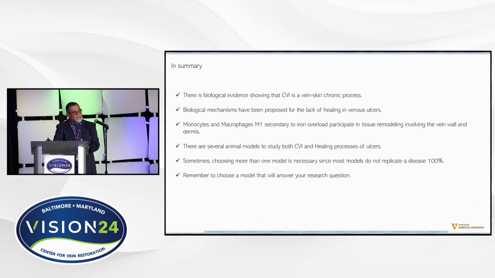So in summary, there is biological evidence showing that CVI is a chronic vein-skin process. Biological mechanisms have been proposed for the lack of healing in venous ulcers. Monocytes and these M1 macrophages, secondary to iron overload, participate in the tissue remodeling involving the vein wall and dermis. There are several animal models to study CVI and ulcers, but sometimes we need to choose more than one to understand the entire picture. And remember that it is better to choose the model following the research question.